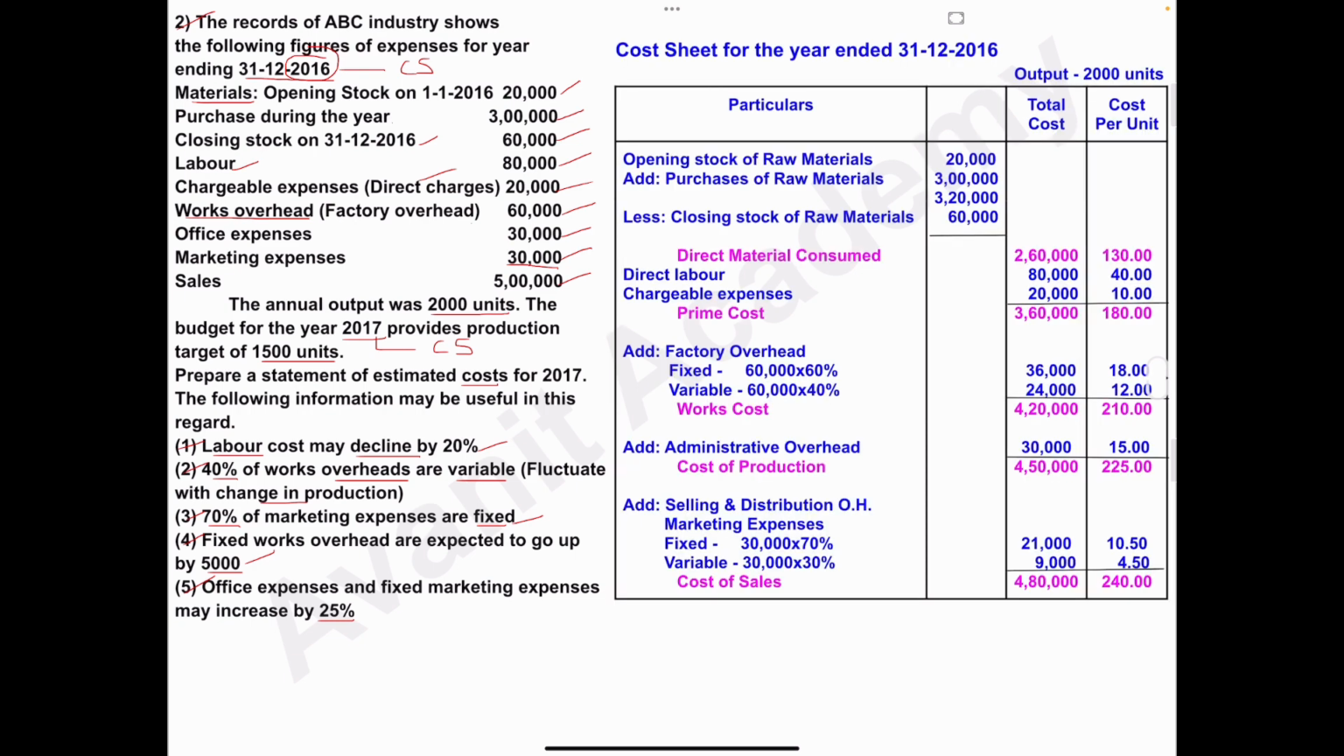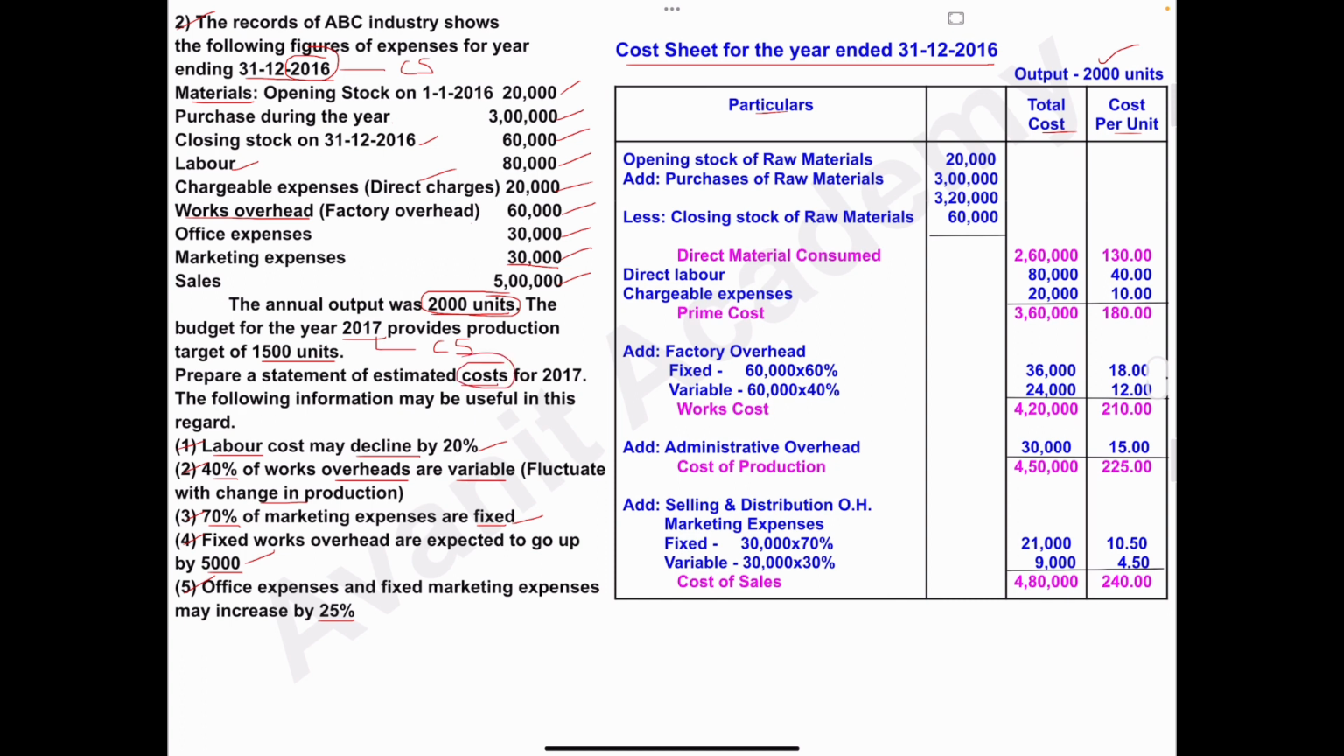Heading: cost sheet for the year ended 31st December 2016. During 2016, how many units did they produce? 2,000 units. So write here output 2,000 units. Columns: particulars, total cost and cost per unit. We have to find out both total cost and cost per unit. In this problem, they ask us to find only the cost and not profit.